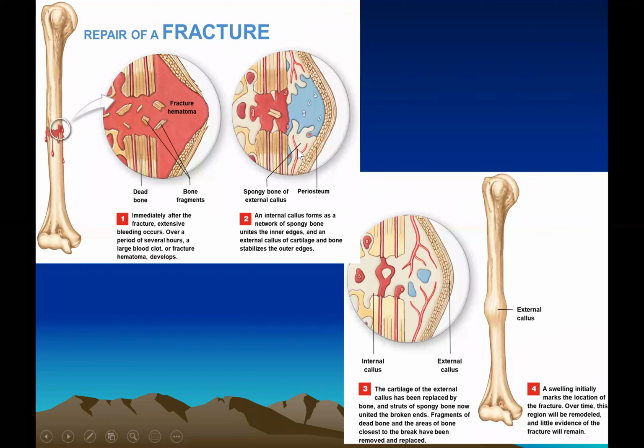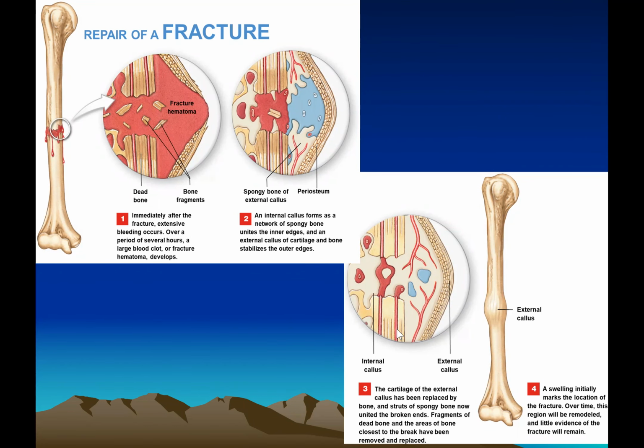This is followed by the development of an internal callus formed as a network of spongy bone that is trying to unite the inner edges, and an external callus of cartilage and bone that is going to stabilize the outer edge. And then over a period of time, a lot of remodeling has to happen. The cartilage of the external callus will be replaced by bone. And the spongy tissue has now made all these bridges.